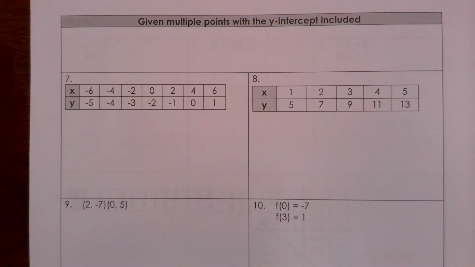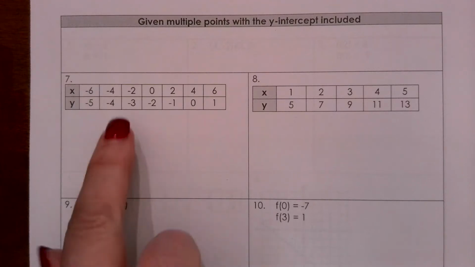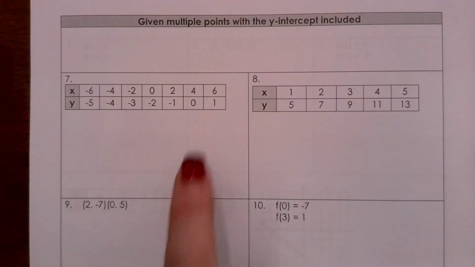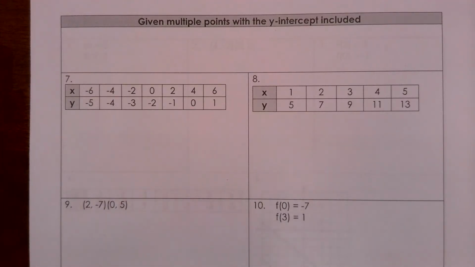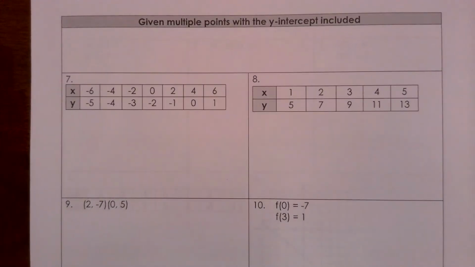So sometimes you're not given the slope, as in they don't say m equals or slope equals. You're given maybe a table of values or a couple points. Well, we know that we can calculate slope using a couple points or a couple points from a table of values. And sometimes you're not given the y-intercept specifically. You have to figure out what the y-intercept is.